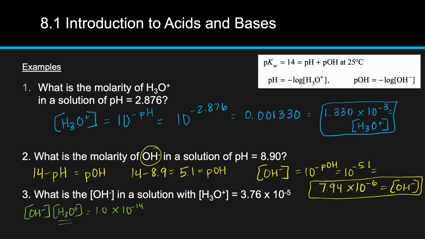OH minus. So to do that in my calculator, I will put 1 times 10 to the negative 14th divided by 3.76 times 10 to the negative 5th. And that will give me 2.66 times 10 to the negative 10th. And that's going to be my concentration of OH minus ions.